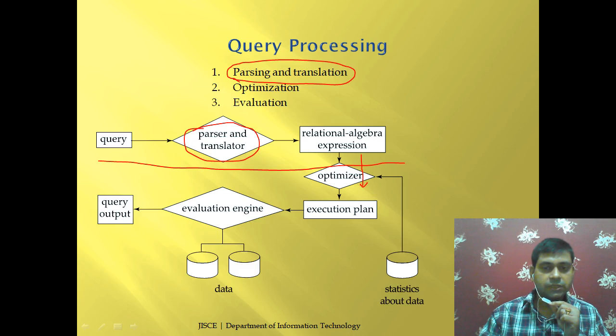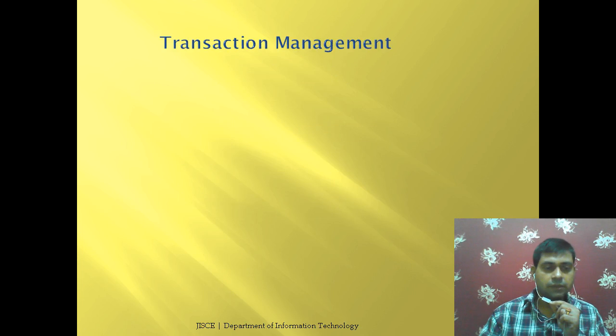The optimizer actually takes help of the statistics about the data. Based on that, it optimizes the query and creates an execution plan. According to the execution plan, the evaluation engine takes some data from the database, processes it, and generates the intended output, which is called the query output. Okay, this is how query processing is done.